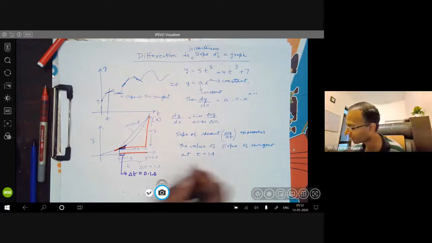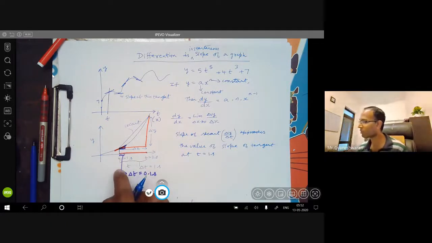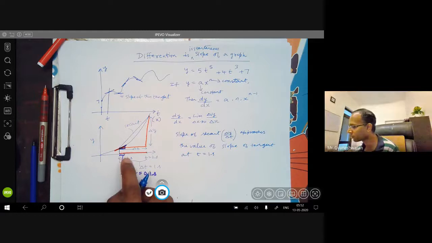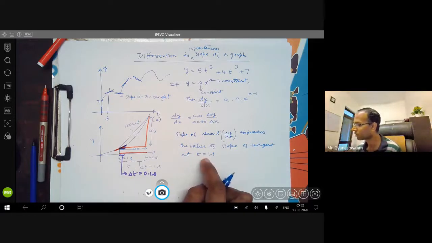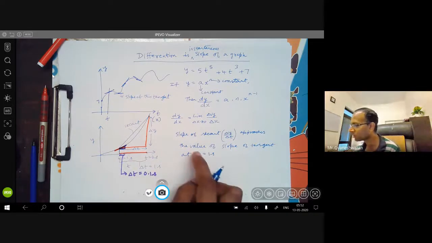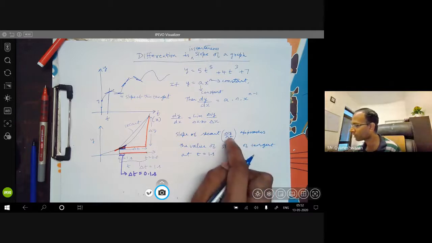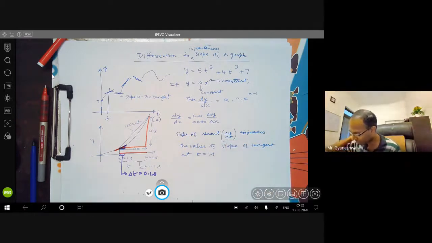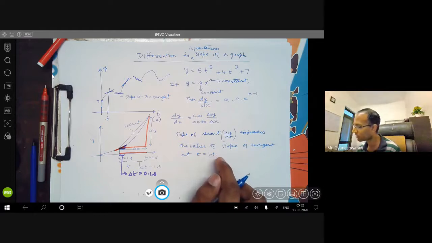This one is the example we want. We want to find the slope at t equal to 1 second. If you want to find the slope at t equal to some other value, you can again find delta y by delta t starting from that time value and start shrinking the value of delta t. Then delta y by delta t will approach the instantaneous slope at that value of t.